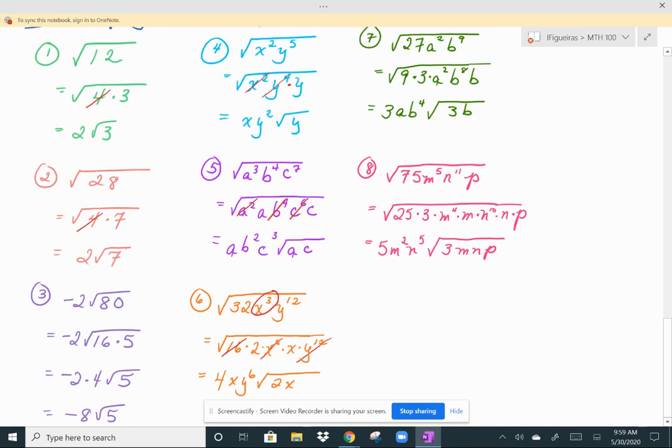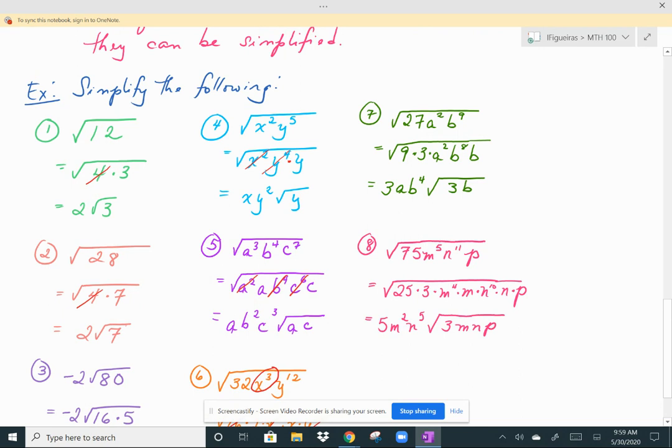Okay, let's move on to number 7 here on the right. So I have 27a squared b to the 9th. We need to break down the 27 and the b to the 9th. So 27 gets rewritten as 9 times 3 because 9 is a perfect square. The b to the 9th gets rewritten as b to the 8th times b. So now we're ready to take the square root of 9, which is 3, and the square root of a squared is a. The square root of b to the 8th is b to the 4th, and 3b stays on the inside of the radical.